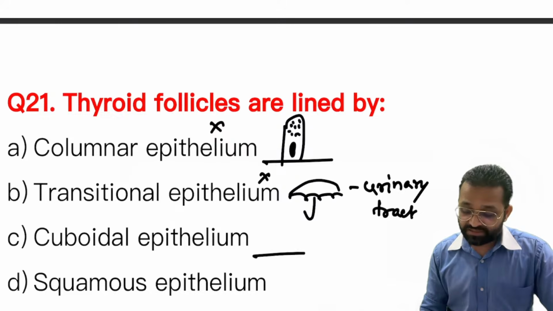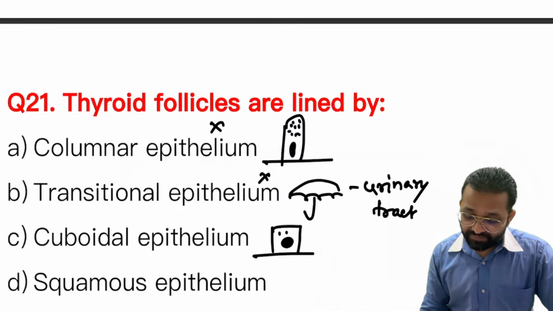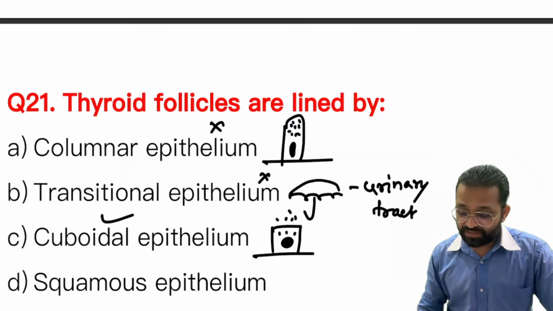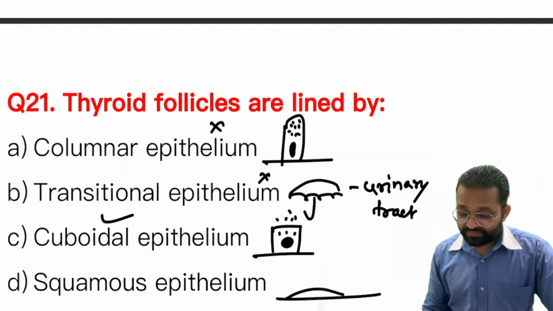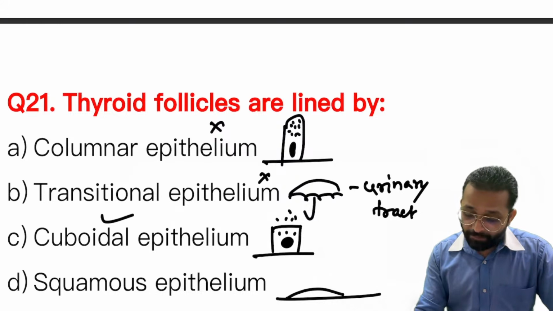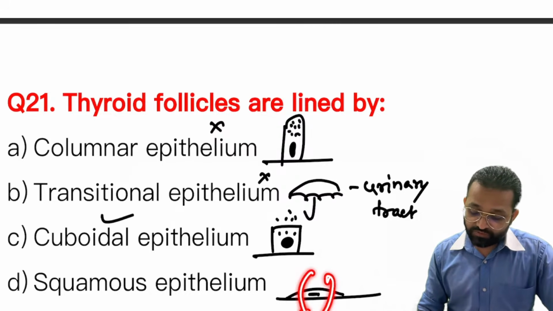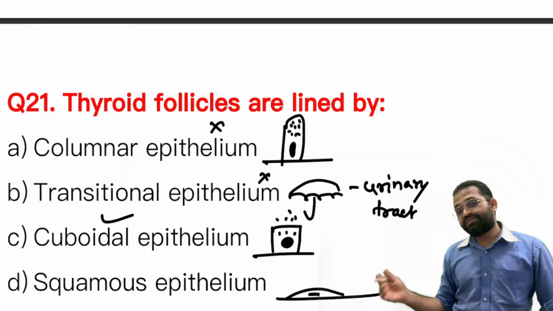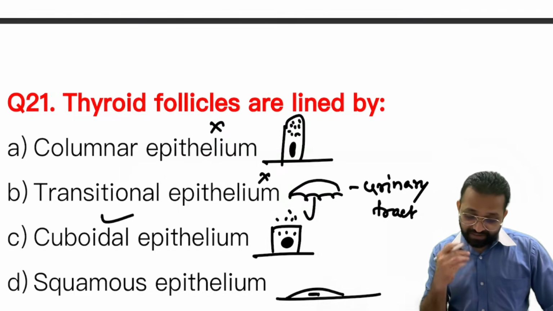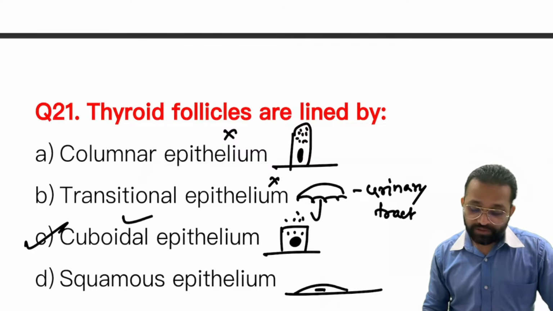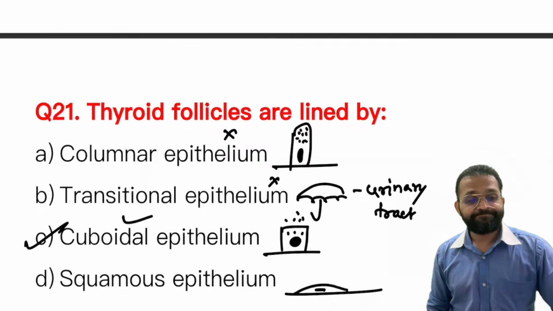Cuboidal epithelium, yes, all the dimensions are equal. So they are synthesizing and they are releasing. Yes, it is the answer. Squamous epithelium, the cells are flat and the nucleus is also parallel to the basement membrane. These are flat cells, so they are responsible for the exchange. Answer in this question is the cuboidal epithelium. Is it okay?